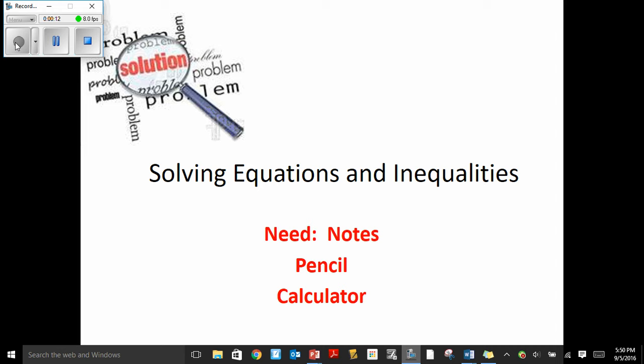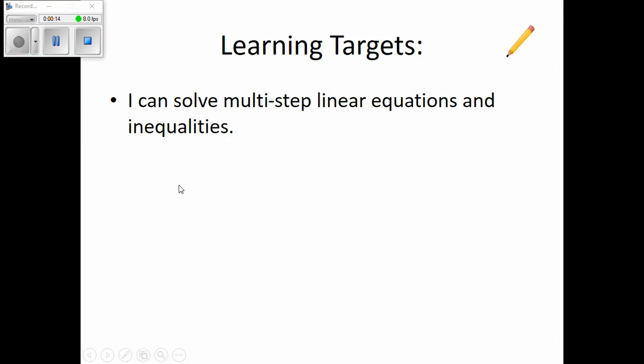So the first thing I need you to do is write down the learning target. The learning target for today is that you can solve multi-step linear equations and inequalities. Now let's make sure we understand a few words in here. Multi-step means more than one step, okay? Equations means I'm going to have an equal sign, okay? And inequalities means I'm going to have a less than sign, a less than or equal to sign, a greater than sign, or a greater than or equal to sign, okay?